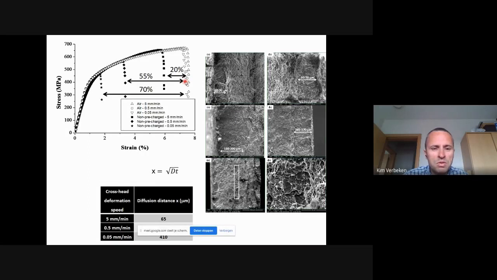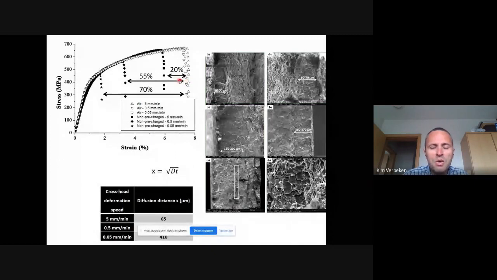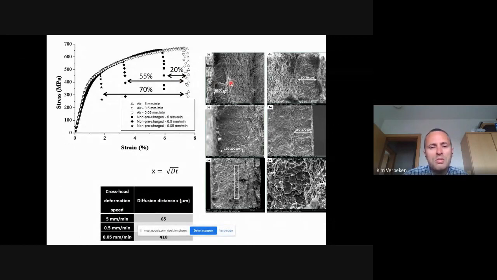First, when we do the test at the fastest rate, you see that we have a ductility loss of about 20%. And then when we look at the fractography, you see a change in the morphology of your fractography with the distance. So here, over a distance of about 60 to 70 micrometers, you clearly have a fracture surface which has been affected by the presence of hydrogen. So in this zone, something changed in how it breaks due to the fact that hydrogen is present over there.